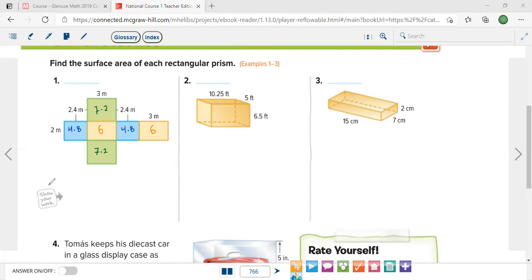So the final answer is like you are multiplying the blue parts, 2 multiplied by 4.8, plus 2 multiplied by the green part 7.2, plus 2 multiplied by the yellow part, which is 6. 2 times 4.8 will give you 9.6. 2 times 7.2 will give you 14.4. 2 multiplied by 6, this will give you 12. 9.6 plus 14.4, this will give you 24. 24 plus 12 will give you 36. So 36 meter square.